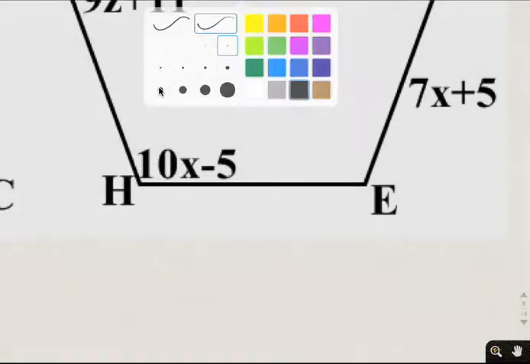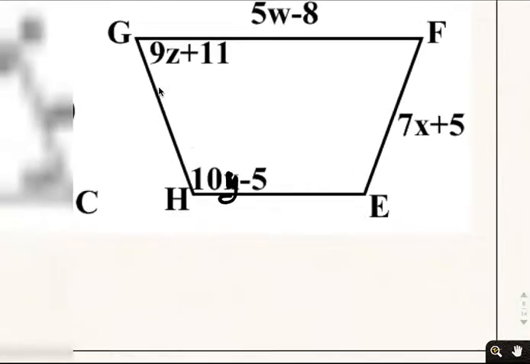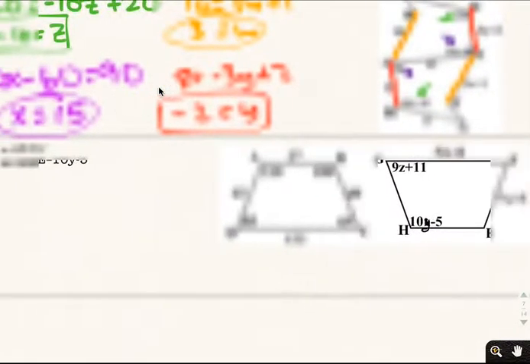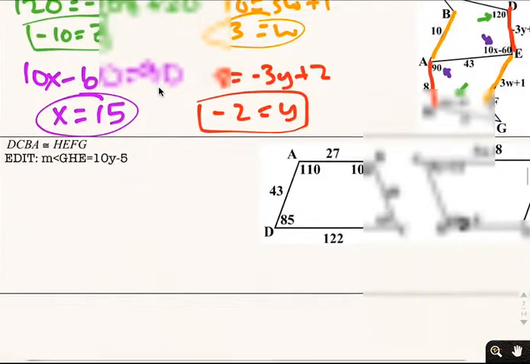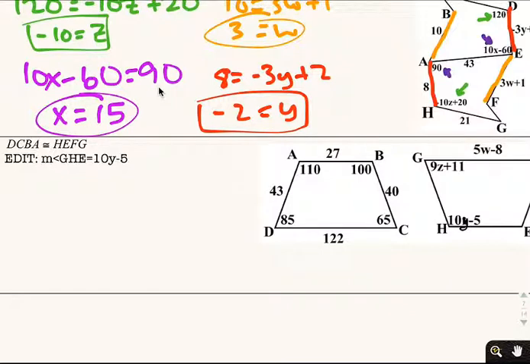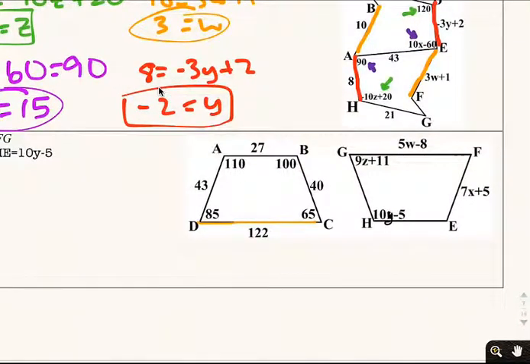Okay, so that's 10y. All right, so this hopefully is becoming a little bit repetitive, but that's okay if it is. Let's start marking the congruent pieces. Here I have DC and HE. So DC, boom, HE. Oh, look at this tricky one. Bam, that's right there.